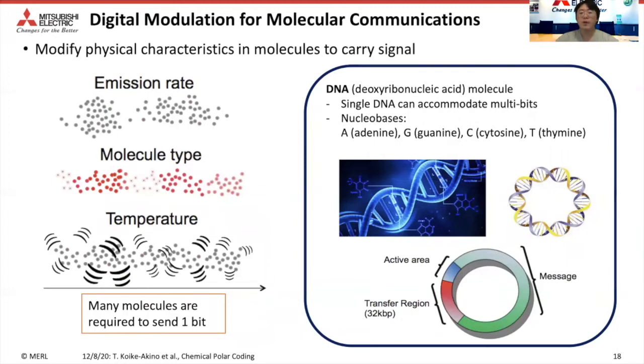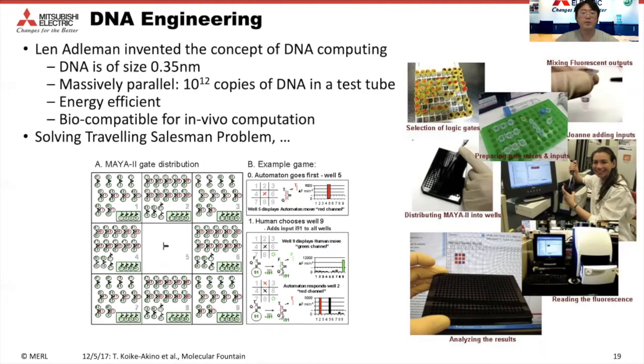Another type of molecule is based on DNA. The DNA molecule can accommodate multiple bits at once. For example, a simple plasmid can store up to 32 kilobits. DNA is encoded by 4 types of nucleobases, A, G, C, and T. Amazingly, recent advancement of DNA engineering could realize new DNA computers. It can solve the traveling salesman problem or some gaming toy problems in experiments.